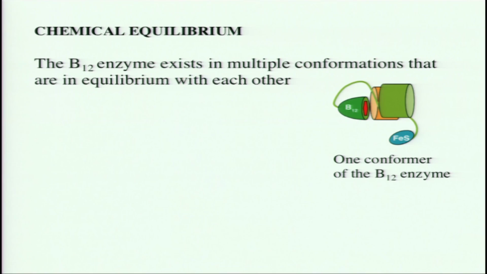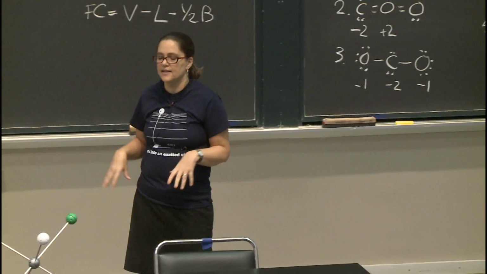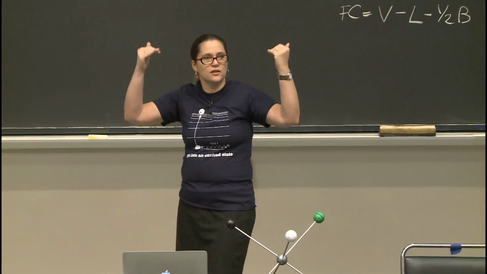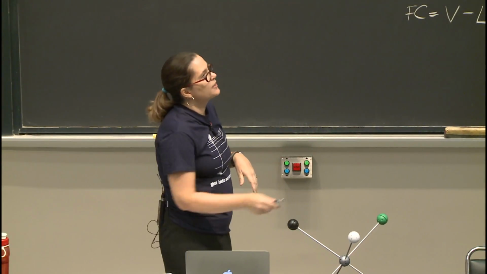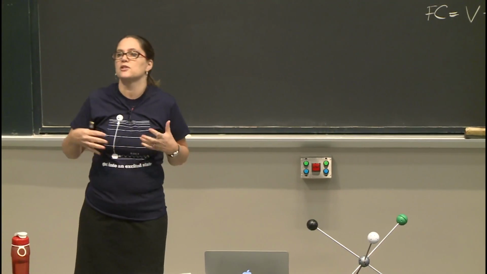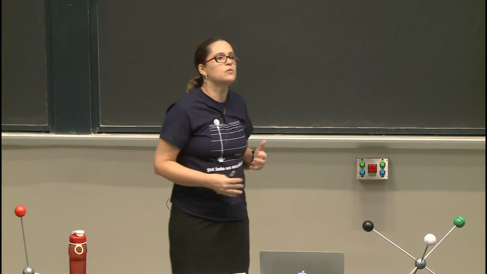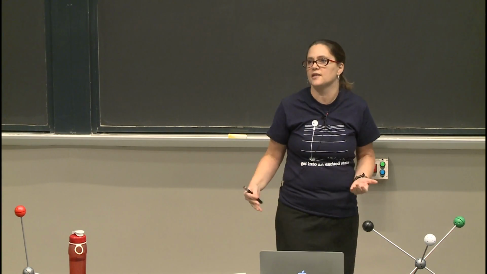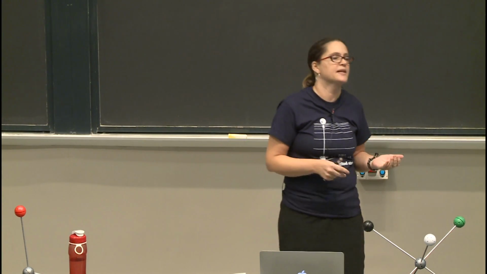OK, so very briefly then, chemical equilibrium. So this B12 enzyme, which catalyzes the reaction, it not only uses this transition metal, but it also hydrogen bonds to the folic acid and lowers that transition state energy. And so here is the enzyme. And this enzyme exists in multiple conformations. So we can think about chemical equilibrium in terms of enzyme structure. Chemical equilibrium applies to so many processes, not just A plus B equals C plus D.